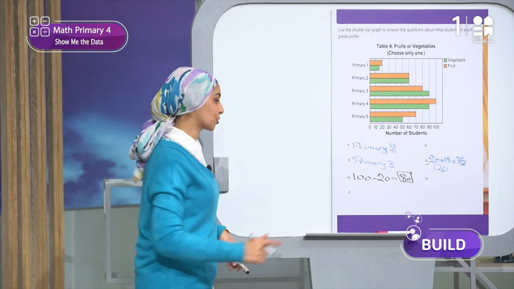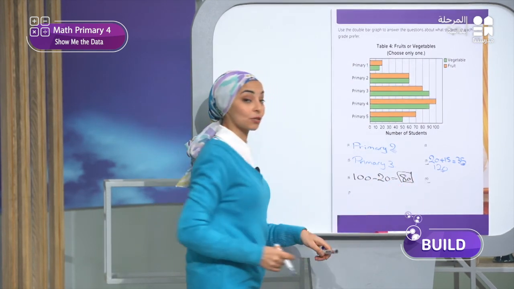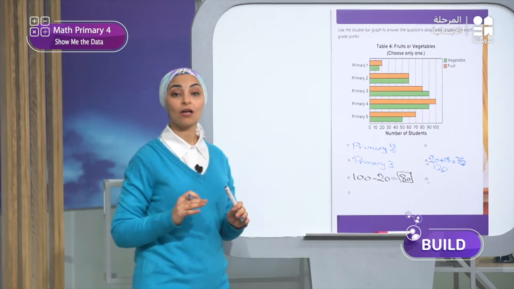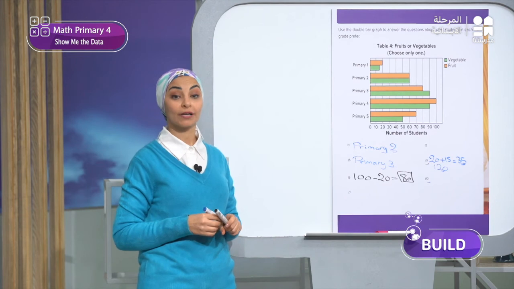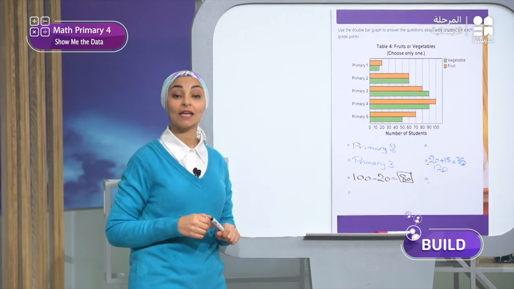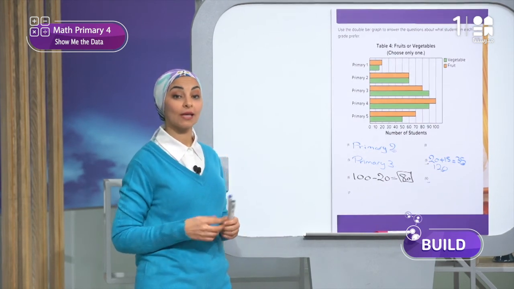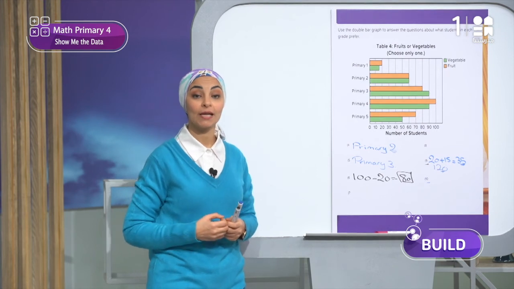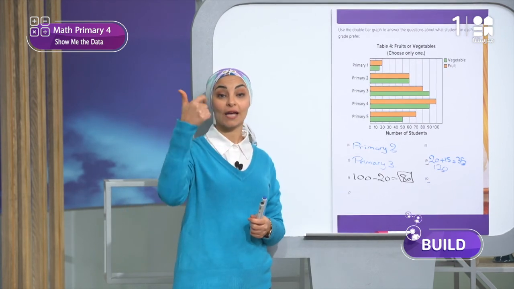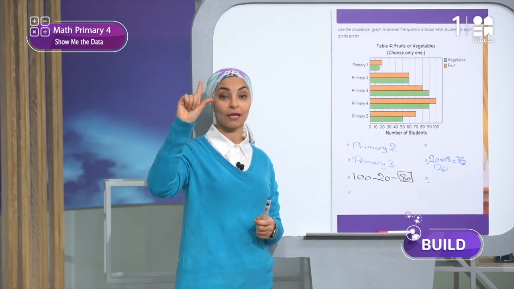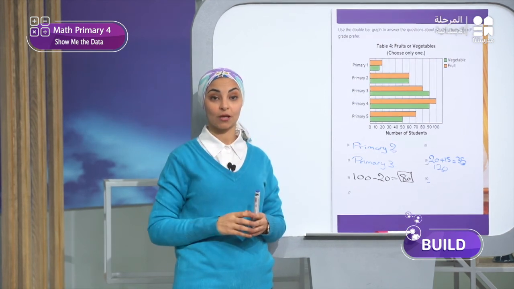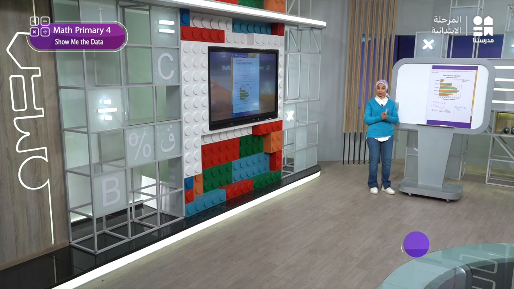Let's see what question number 10 says. Question number 10 is asking why this is a good data set to use a double bar graph. We can say because it represents and compares between two sets of data, fruits and vegetables. It compares between two things, fruits and vegetables, for multiple grades.